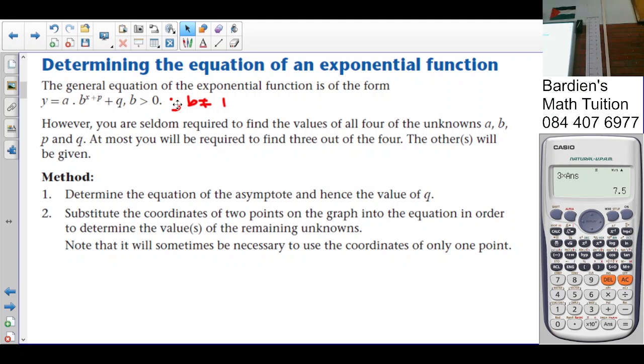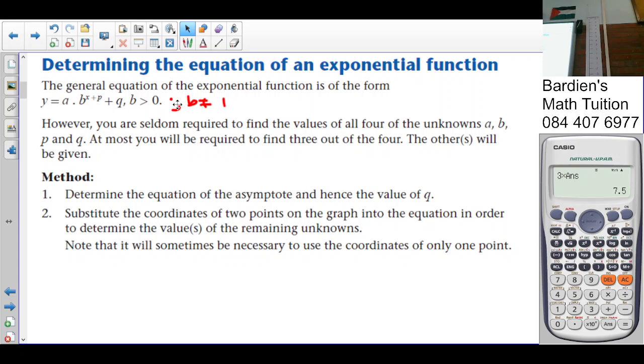The method: determine the equation of the asymptote and hence the value of q. So we know that the exponential graph has one asymptote, which is the horizontal asymptote, which will give you your q value. Substitute the coordinates of 2 points of the graph into the equation in order to determine the values of the remaining unknowns. Note that it will sometimes be necessary to use the coordinates of only 1 point. It depends what is required.